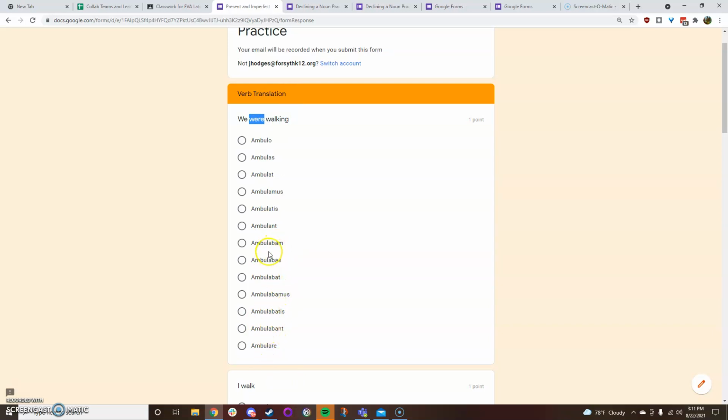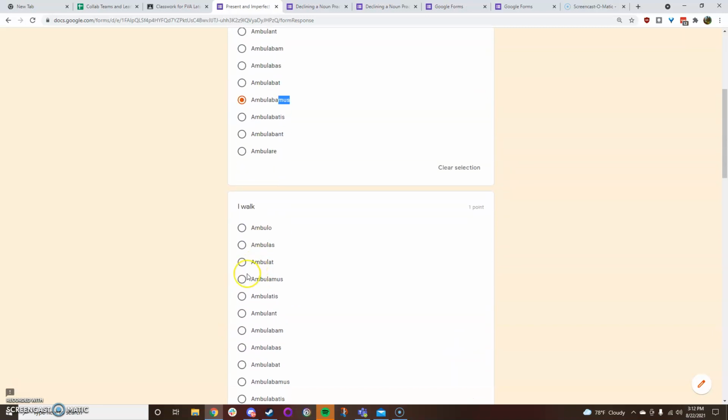Ba, the imperfect sign. And so we know we're looking at this bottom half here, and we know the subject is we, and we know that imperfect ending is bamus. And typically, if you see mus at the end of a verb, that means the subject is we. So ambulabamus: ambula, walk; ba, were; mus, we. We were walking.